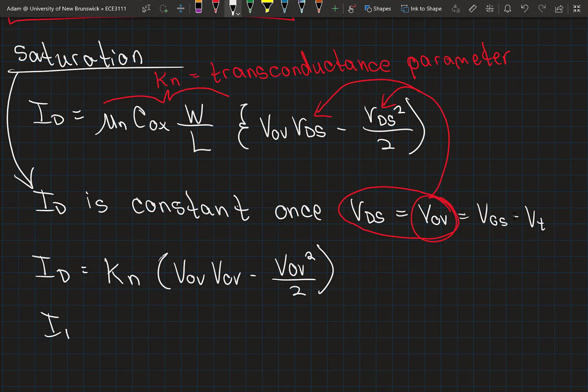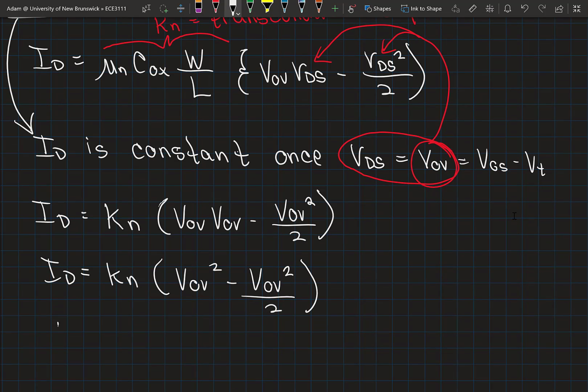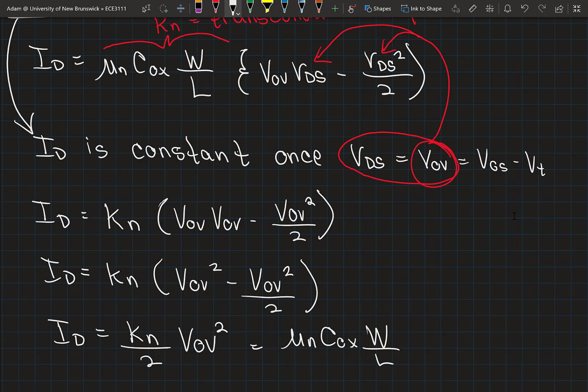Okay, of course this becomes the overdrive voltage squared minus 1/2 of the square of the overdrive voltage, which becomes just equal to half the overdrive voltage squared. So I'm just going to pull this term out and we get an expression for the drain current that is now constant and independent of the drain to source voltage. Okay, and again, just remember that Kn term, the transconductance parameter, is my electron mobility times my oxide capacitance times my aspect ratio, or my width divided by my length.